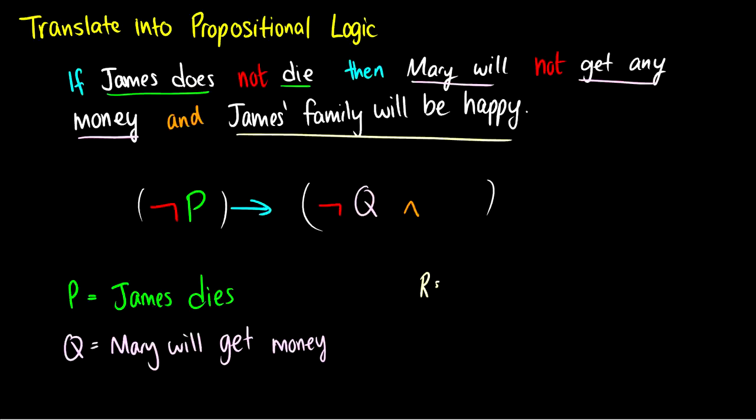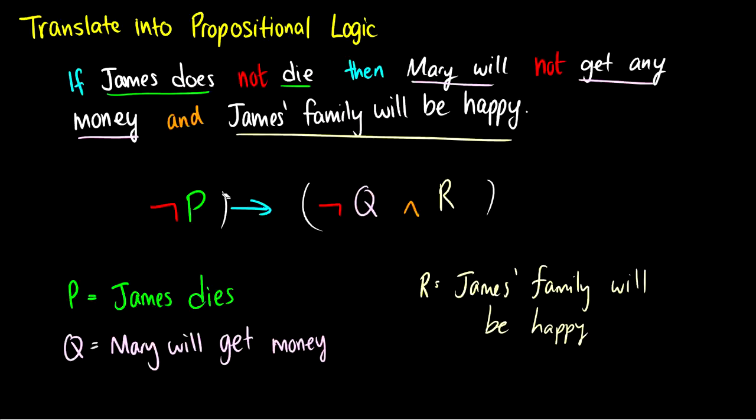So we can call this R, define this as James' family will be happy, and then finally we can stick this into our last slot, R. So if not P, then not Q and R. And when we just have one statement on its own, we can just remove the brackets. So this says, if it is not the case that James dies, or if James does not die, then it is not the case that Mary will get money, and James' family will be happy.